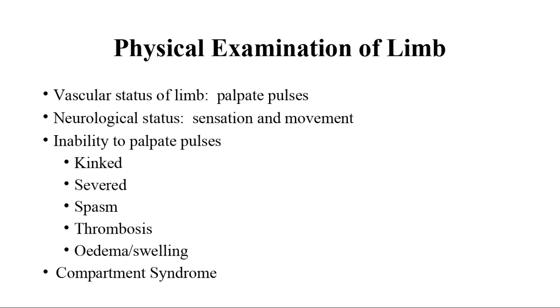Now, what happens if you're unable to palpate the pulse? It could be due to all of these things which I have listed here. The vessel could be kinked, could be severed, could be spasm, could be thrombosis, could be edema or swelling. Leave compartment syndrome out for the time being. So that's what I wanted to see.